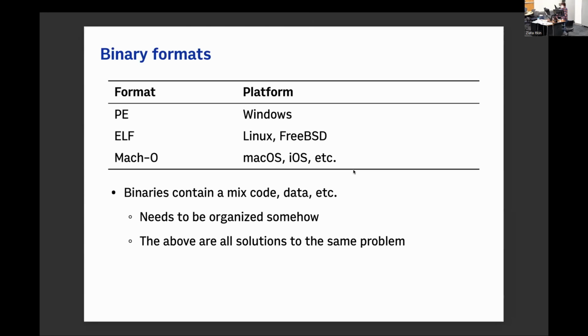On Windows, you have your PE, your portable executable. On Linux, you have your ELF, which I think stands for executable linkable format. On Mac OS, iOS, all the Apple stuff, you have Mach-O. These are all solutions to the same problem. It's just a way of organizing information in a program where that information is code and other data.